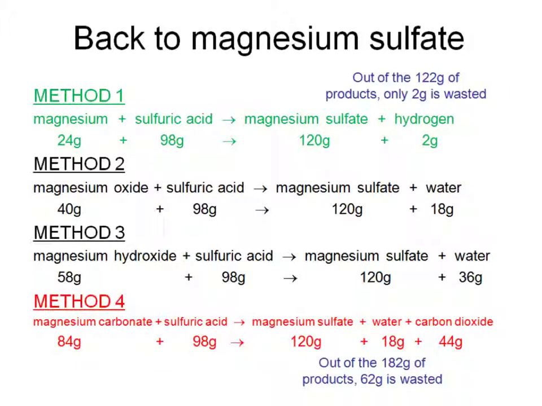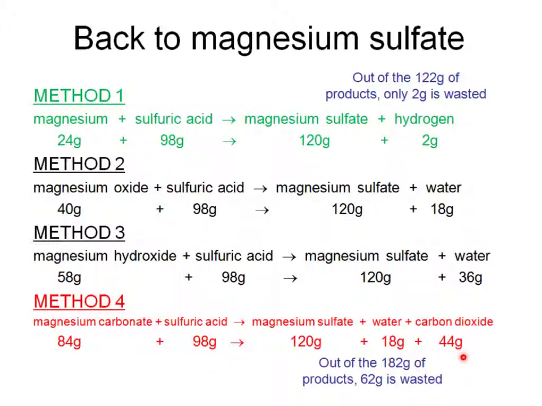Looking at each of those 4 methods of making magnesium sulfate again, we can see that the best method is method 1, because out of the 122 grams in total of products, 120 grams of that 122 is your actual product magnesium sulfate, and only 2 grams is wasted. The worst method, really, looking at it from a green point of view, is method 4, because here 120 grams of magnesium sulfate are made, but 18 plus 44 or 62 grams of wasted product are made.